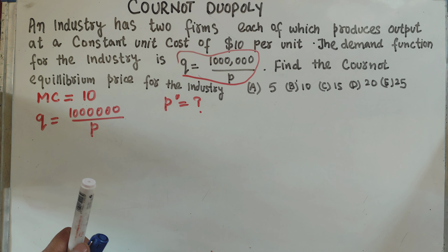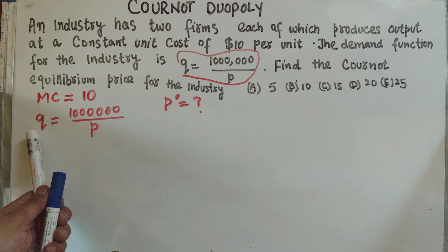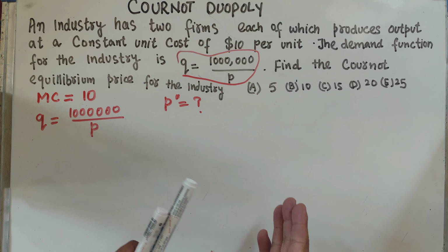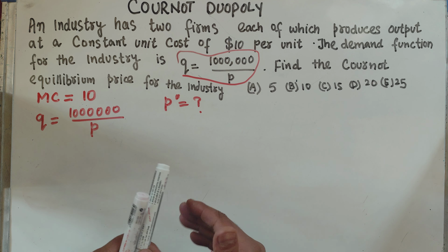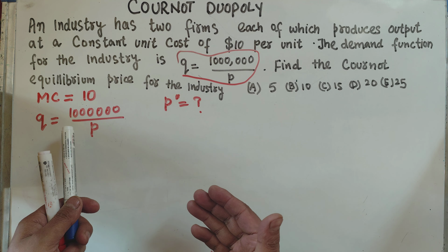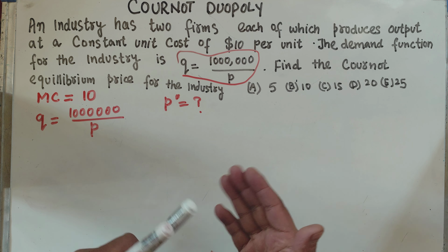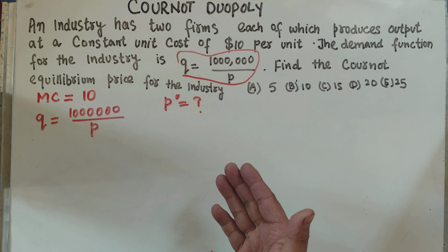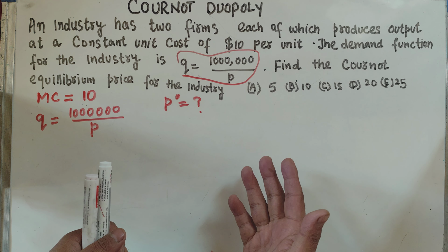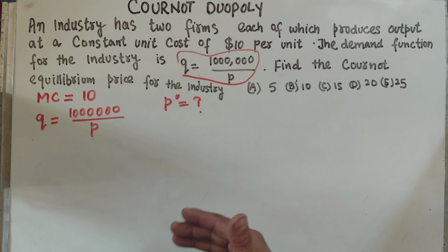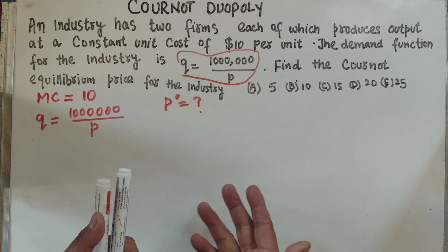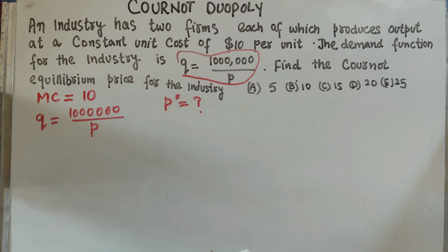And what is the price elasticity of demand in this demand function? It will be equal to 1. Let me first explain why I am trying to find the price elasticity of demand. Because to solve the Cournot equilibrium when we have a rectangular hyperbolic or constant elasticity demand function, we will require the price elasticity of demand. So let's first find it.